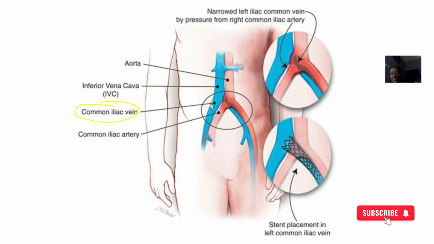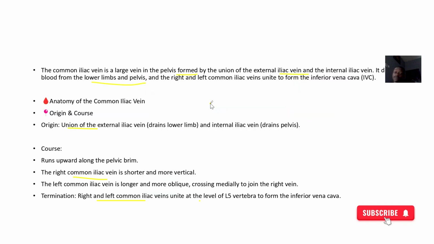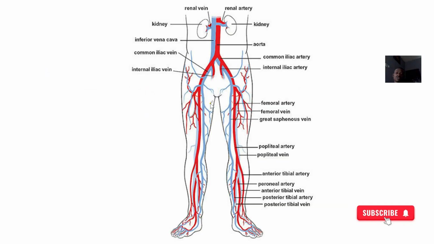The right and left will now join. Okay, so I think this should actually give a much better insight of it. So this should be the right common iliac, and this should be the left. Okay, so they join at this region.